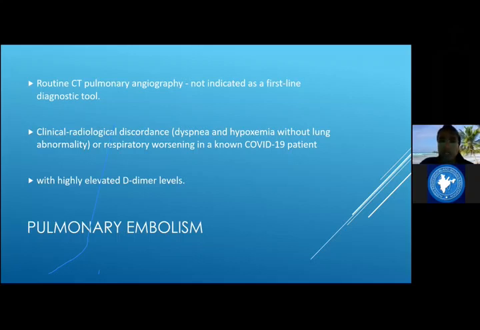But when to take a CT pulmonary angiogram? That is when there is a clinical radiological discordance and or respiratory worsening in a known COVID-19 patient. The chest X-ray looks almost okay, but the patient is having acute hypoxemia or acute respiratory worsening. Then we have to think of pulmonary embolism, especially when the patient has highly elevated D-dimer levels.